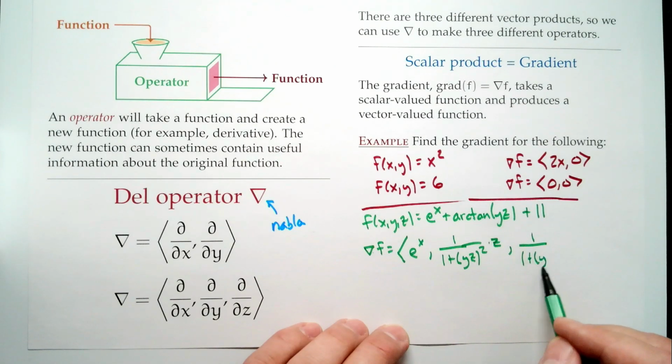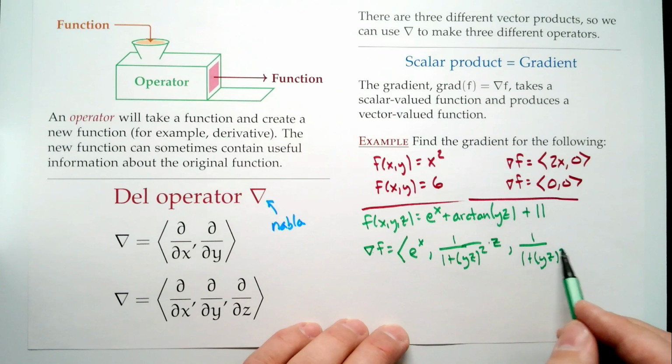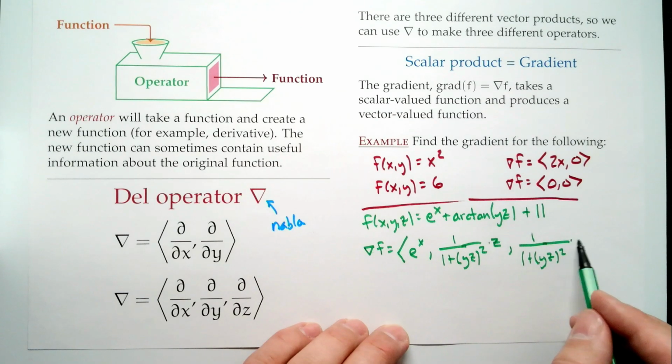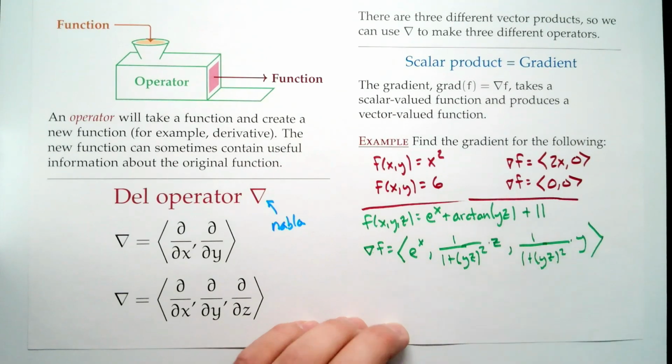1 over 1 plus yz quantity squared. Almost the same thing. Anything different? Times y in the end. Okay. All right. I think it's safe to say we probably know gradients. We're pretty comfortable with gradients. Any questions about gradients?